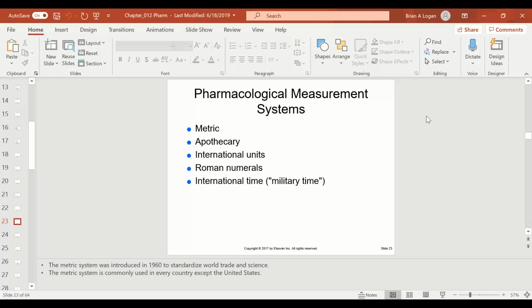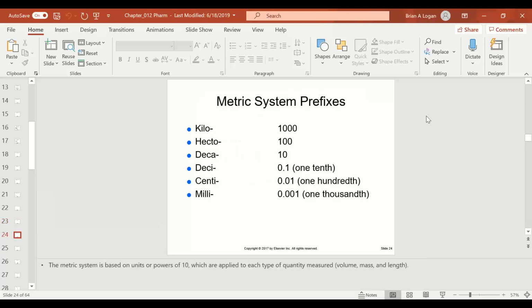The metric system is commonly used in every country except the United States. But we still use it in the hospitals for that uniformity. Remember your little prefixes, right? Kilo is 1,000, hecto 100, deca 10, deci is 1/10, centi 1/100th, and milli 1/1000th. These are the ones you'll see most often. Kilo, you'll see it in kilograms for weight, but then you'll hear milliliter. What's the other one? Centimeter for height.